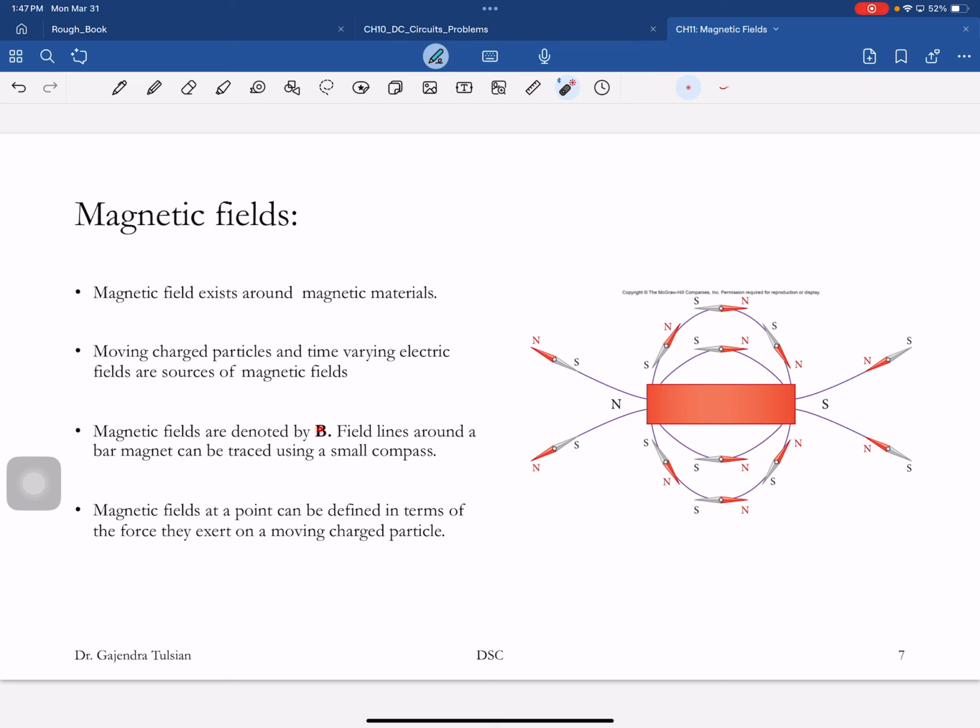Magnetic field lines are denoted by B. They are a vector field. What does that mean? It has magnitude and direction, that is, at every location, the field is like that, and so on. They're a vector field. They can be time dependent, but for now, we are just going to study time independent fields.